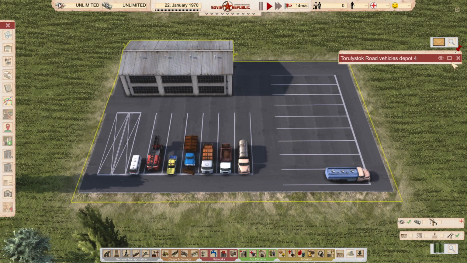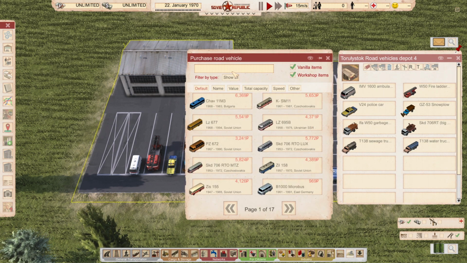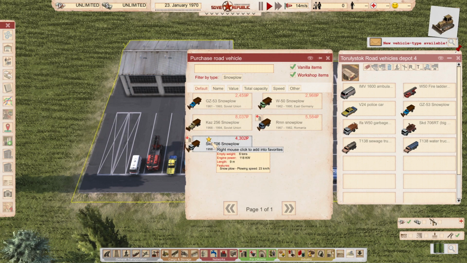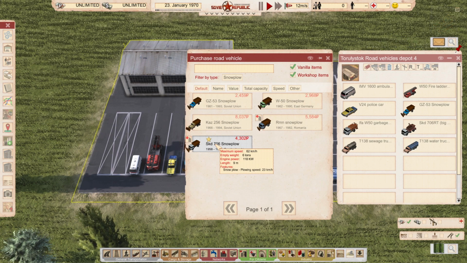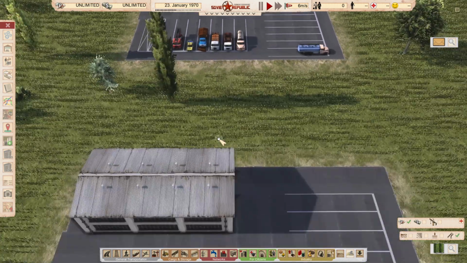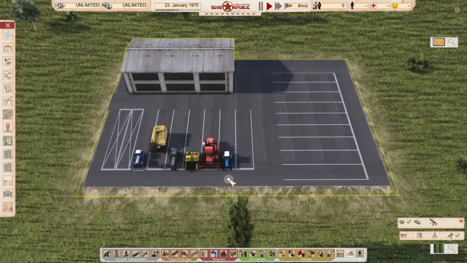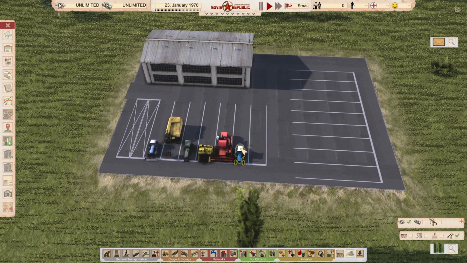Now, the snowplow also has a special stat. When we come in here and look at snowplows, you'll notice they have a snowplow plowing speed. That is the speed at which they travel when they're plowing roads. So regardless of what their maximum speed is, when they're out and about plowing roads, they will only travel at their plowing speed. Since the only purpose of the snowplow is to plow your roads, the only stat that matters on them is their plowing speed, because the higher the speed is, the faster they will complete the task of plowing your roads.